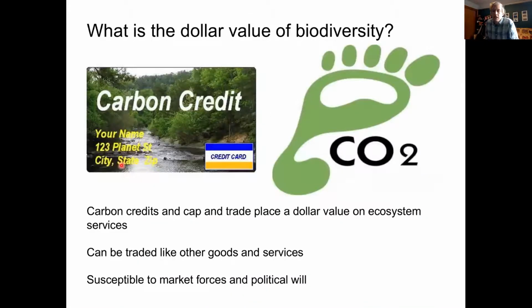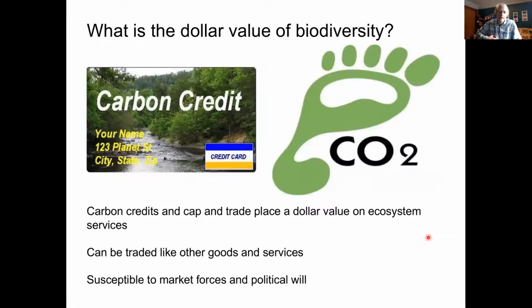Now, there are other ways also of measuring the value of biodiversity, and one of these is through carbon credits. So carbon credits and things like cap and trade actually place a dollar value on ecosystem services. Rather than placing a dollar value on an animal or pristine ecosystems, they place a dollar value on ecosystem services, and specifically the ability of ecosystems to sequester carbon. And these carbon credits, well, they can be traded like any other goods and services. They're even traded on the stock market.